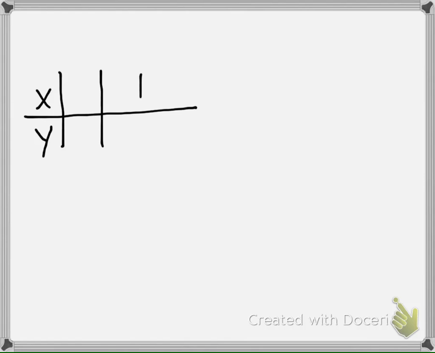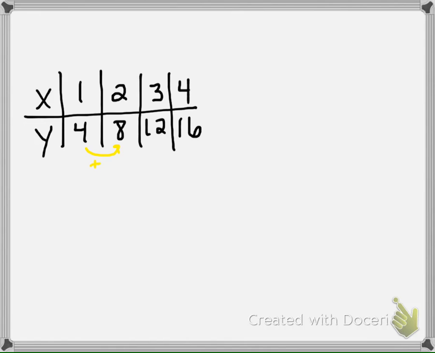So an example. Here's a table. X is 1, Y is 4. X is 2, Y is 8. X is 3, Y is 12. And X is 4, Y is 16.